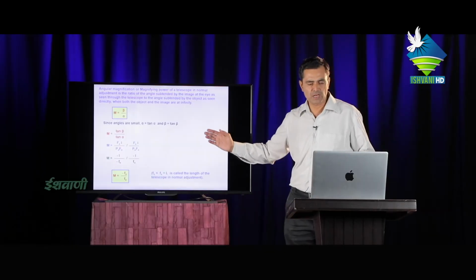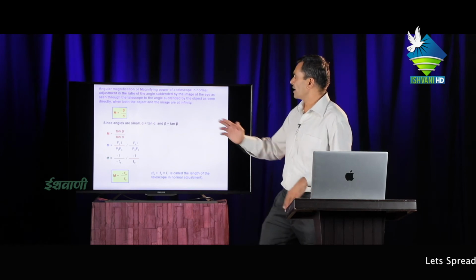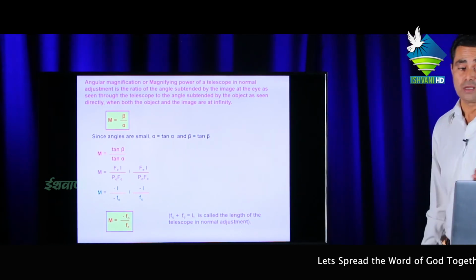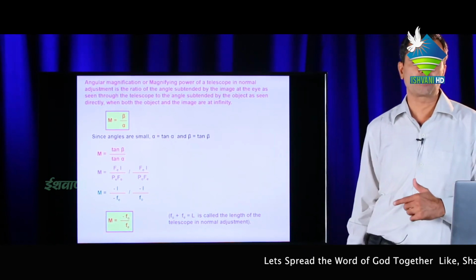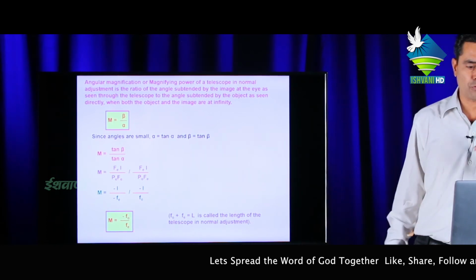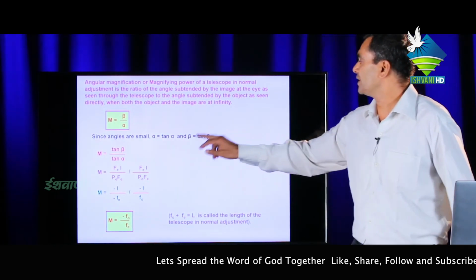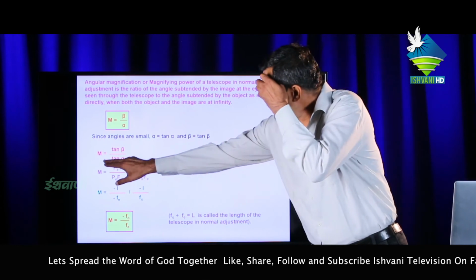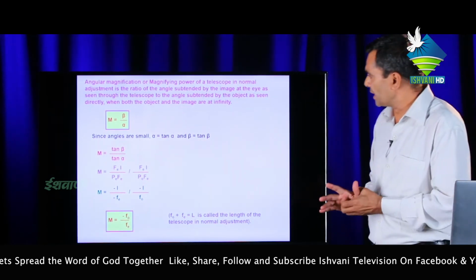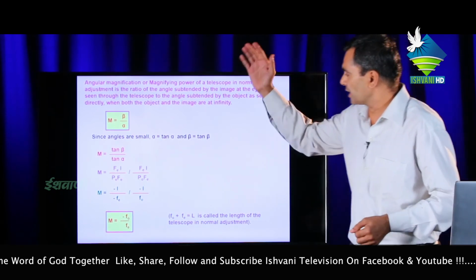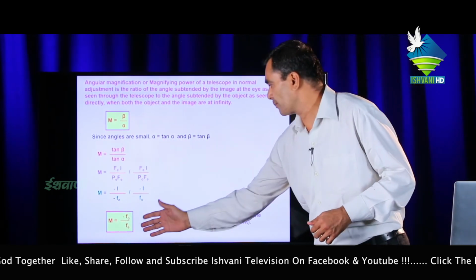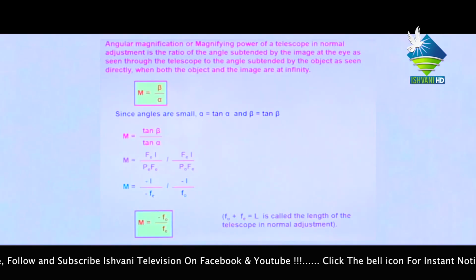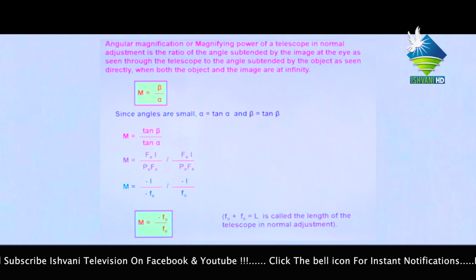Then magnifying power is the ratio of the angle formed by the image to the angle formed by the object, or magnifying power is also represented by the length of the image to the length of the object. If alpha and beta are very small, then tan alpha equals alpha and tan beta equals beta, then m equals tan beta upon tan alpha. Now calculate tan beta and tan alpha, and putting these values in this equation we get the magnifying power. FO plus FE equals L, where L means the length of the telescope in normal adjustment.